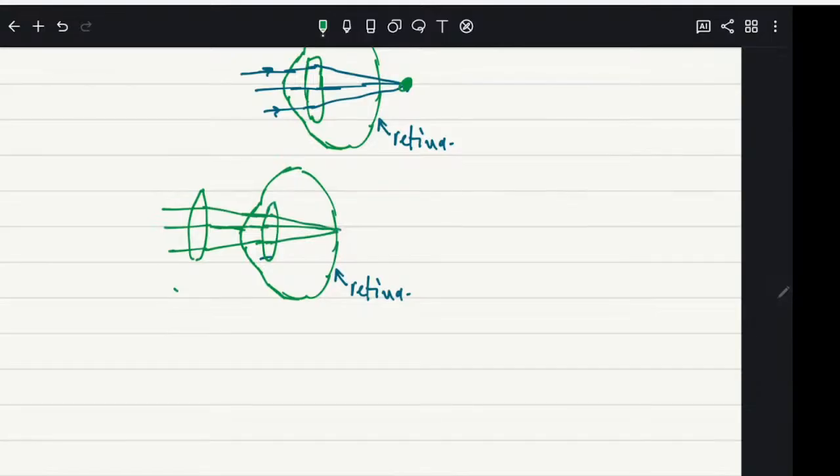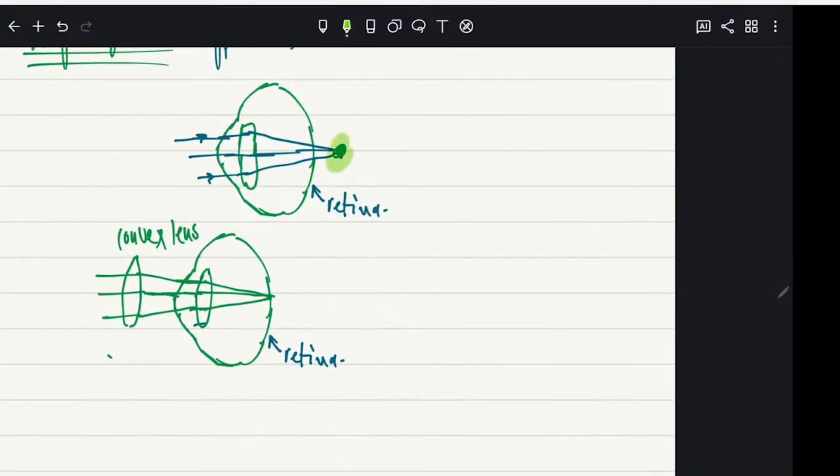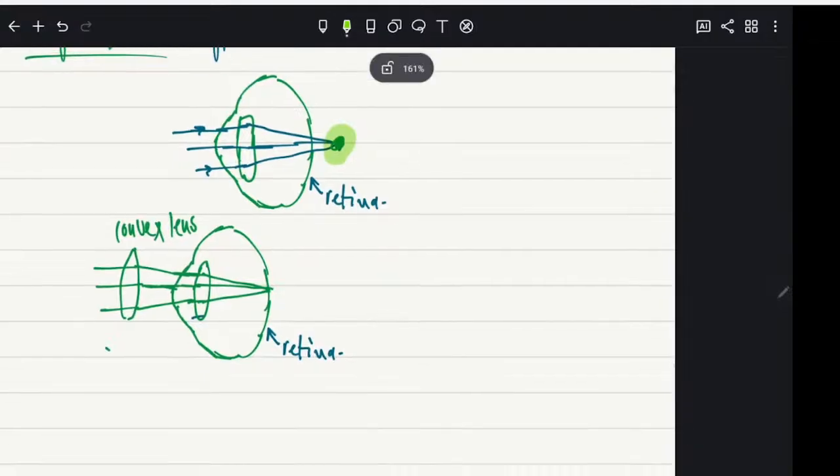You know that a long-sighted person, his rays meet outside. They can ask you, if you're long-sighted, your rays meet outside. You can only see things that are far. That's why you are called long-sighted. You see things that are far because your rays are going to be meeting outside the retina like this. So they can help you to see by giving you a convex lens.